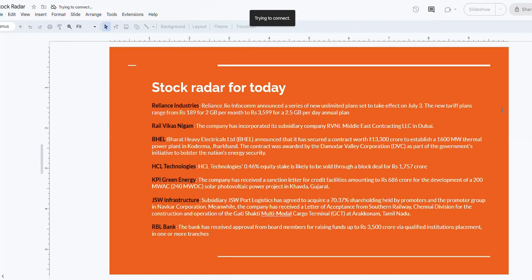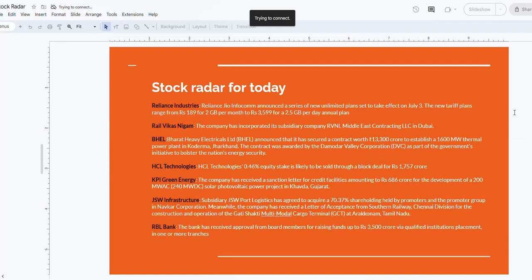Then comes Rail Vikas Nigam. The company has incorporated a subsidiary company, RVNL Middle East Contracting LLC, in Dubai. For that, Rail Vikas Nigam will be in focus today. Please keep a close eye on that. Regarding RVNL, every day one news item is coming up, and the stock is also performing well, as we have also been discussing in the sessions.